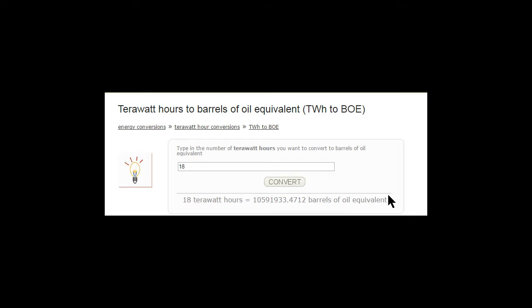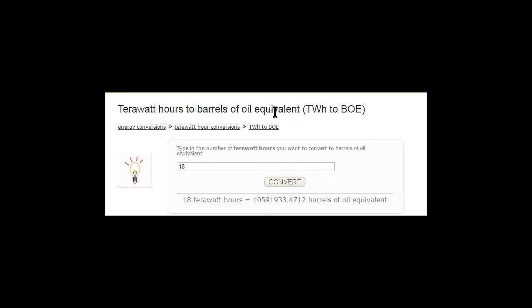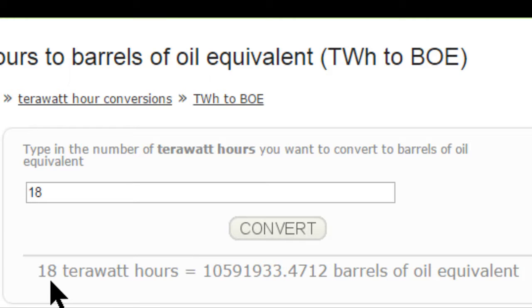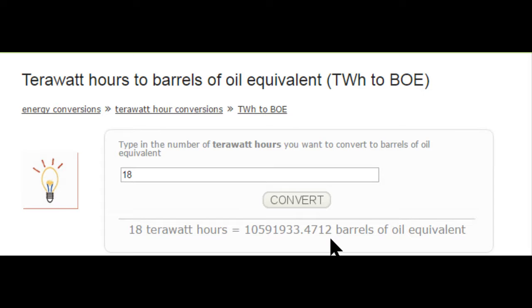Just to get an idea of the amount of oil being used in 1 year, I've used the online calculator here from the conversion website. I've typed in 18. It calculates terawatt hours to barrels of oil equivalent. So I've clicked on convert, and as you can see, we have 18 terawatt hours, and that equals, if we have a look at that number, 10.5 million barrels of oil in 2013. 10.5 million barrels of oil. And we're going to go back to that chart and see how it rises.